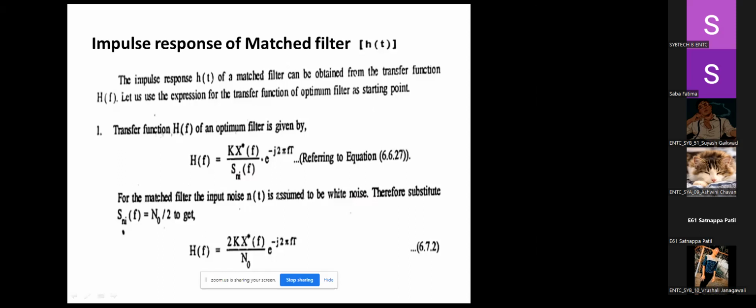This portion I have extracted from your textbook itself so that it will be easy for you to understand when you refer to it. So the impulse response h(t) of a matched filter can be obtained from the transfer function H(f). Okay, and we are going to use the expression for the transfer function of the optimum filter as the starting point. So the optimum filter has its transfer function given by kX conjugate of f divided by, what is this, Sn(f).